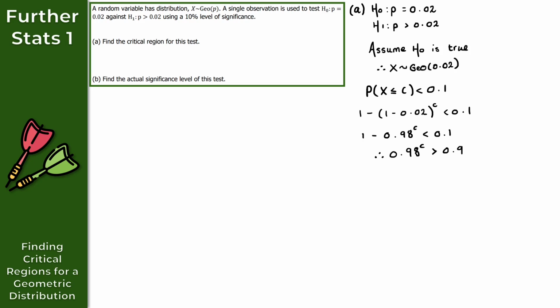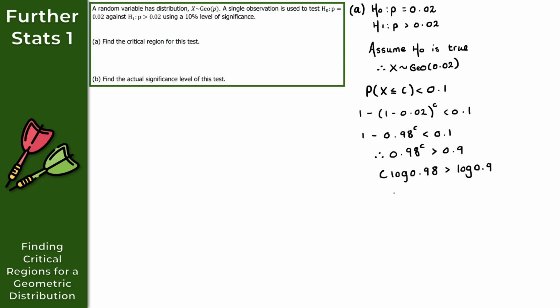So I'm now going to take logs of both sides, and I'm also going to use the power rule here for the left-hand side. So what that means then is we can bring the c down in front of the logarithm. So I get c log 0.98, and this is greater than log of 0.9.